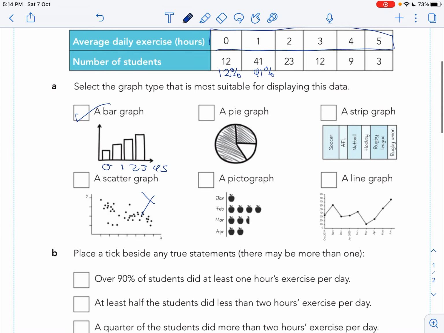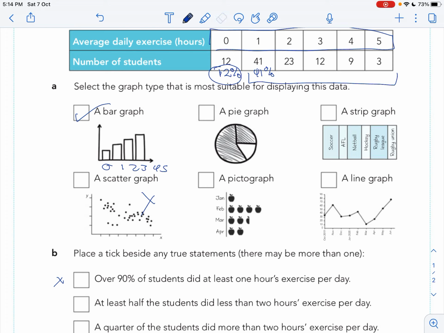Okay, now we're looking at what place a tick beside any true statements. So it's saying over 90% did at least 1 hour. When we talk about at least, we include it. So you can either add up all of those ones there, but because I know it all adds up to 100, if I take 12 away from 100, that makes it 88. Is that over 90? No, it's not. So we can't say that one.